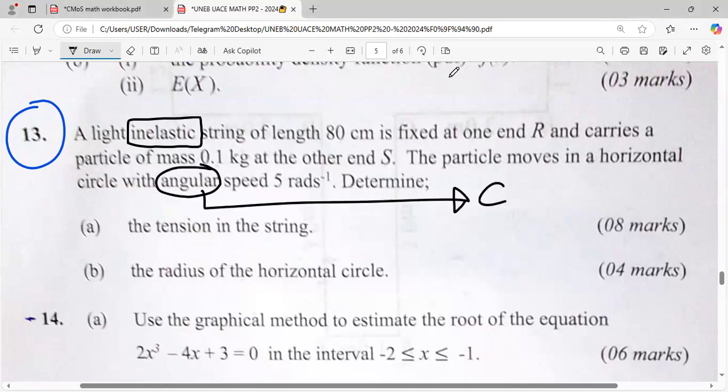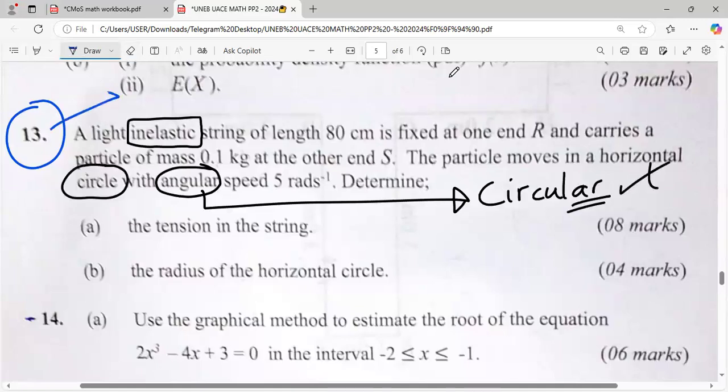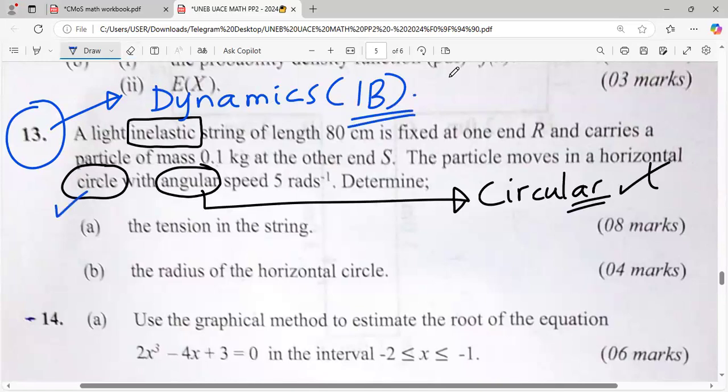So now this one was dynamics, and the section B question was secured. That means the question that is supposed to come next, whether we like it or not, should be a question of statics. Because of circle, we have said circular motion. Every time you see anything angular, you think of circular motion, which falls under dynamics. It cannot be linear motion.